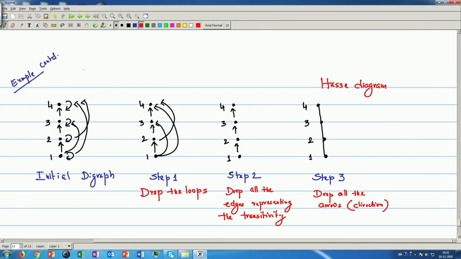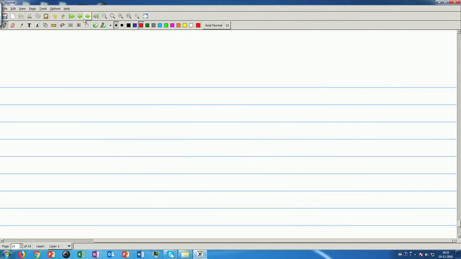So, this is how we construct the Hasse diagram of the poset (X, less than or equal to), where X is {1, 2, 3, 4}, because earlier we have shown that the relation less than or equal to is a poset. So, in this way we can draw the Hasse diagram and see that this is a very minimized and very simple form of the digraph. Okay. Now, we see some other example.